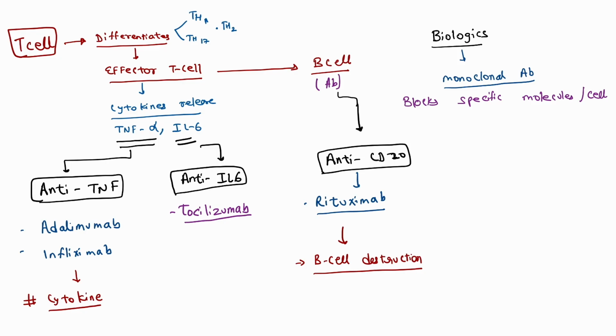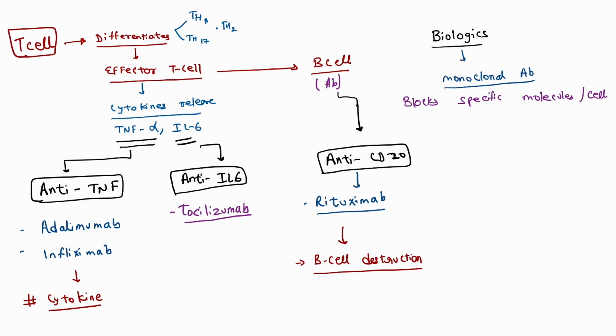Then the newer agents are biologics. These are the specific monoclonal antibodies. They will target specific molecules or cells. So they will block specific cytokines, and we have a name for each drug. If a drug is blocking TNF alpha, that is an anti-TNF agent. The names of those drugs are adalimumab and infliximab.